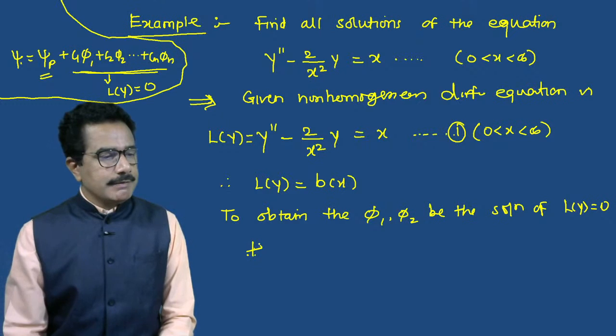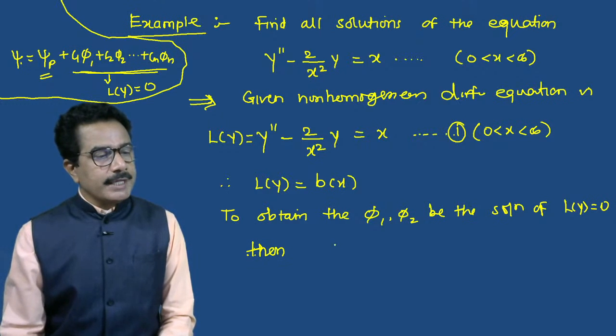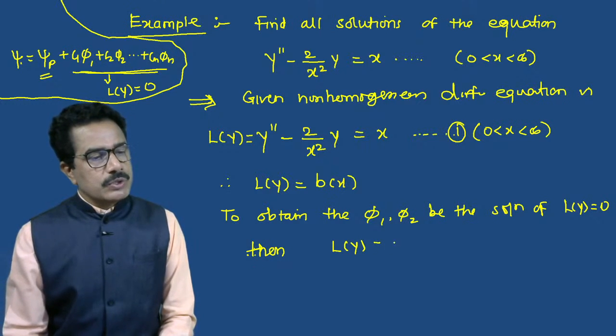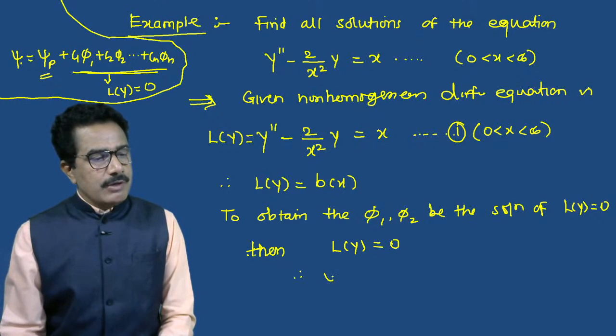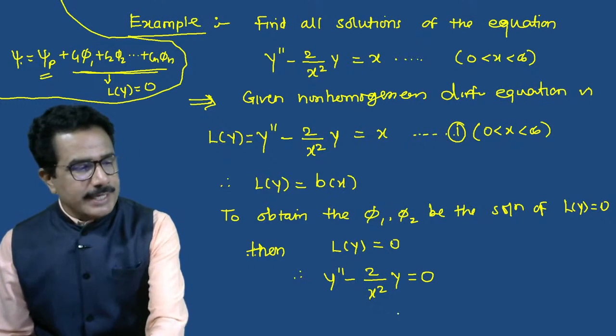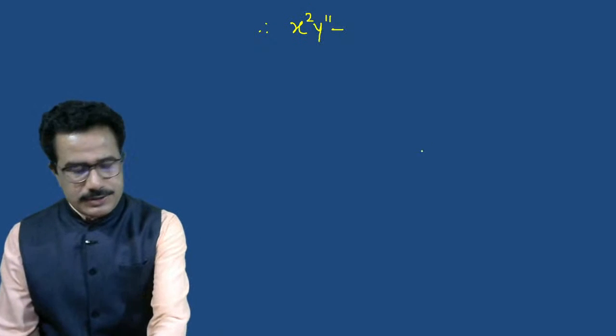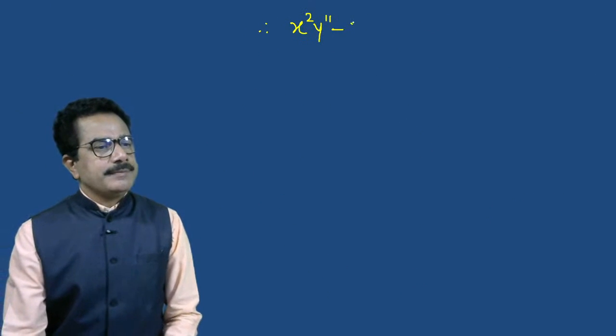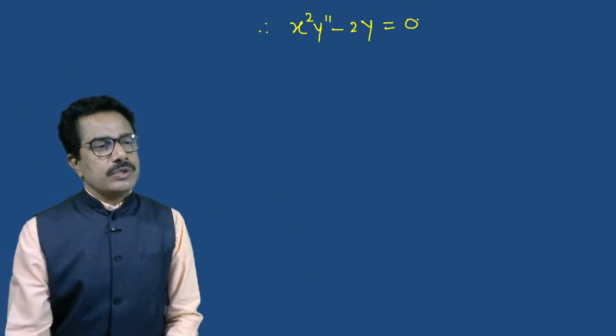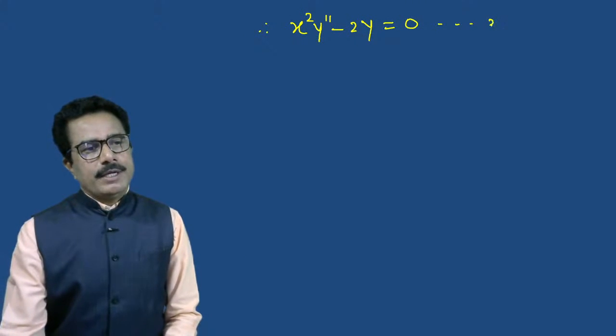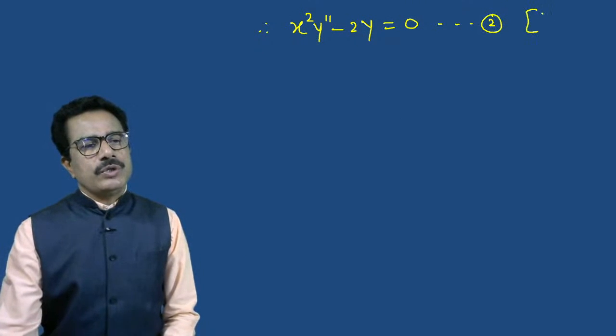Therefore, then what we have to take? L of y which is equals to 0. That means y double dash minus 2 divided by x square, y which is equals to 0, but we have to write this in the form of multiplying by x square. So x square y double dash minus 2y which is equals to 0. अभी देखो, this is L of y is equals to 0 form.